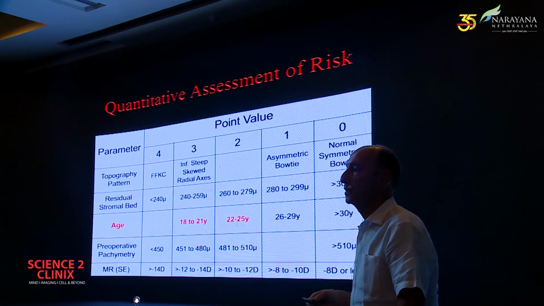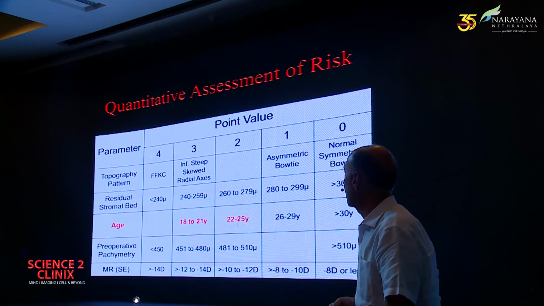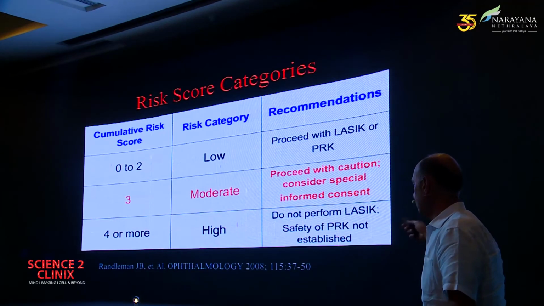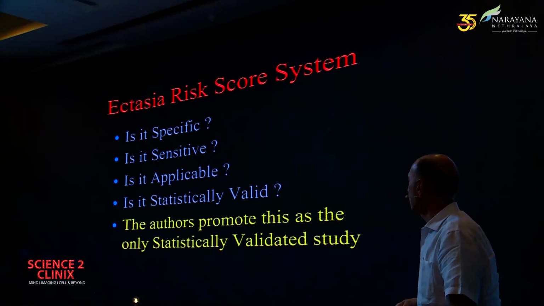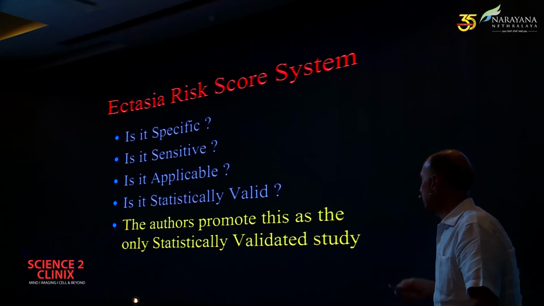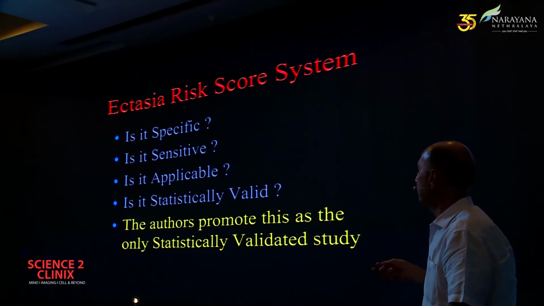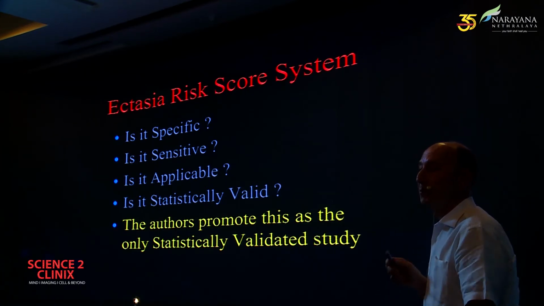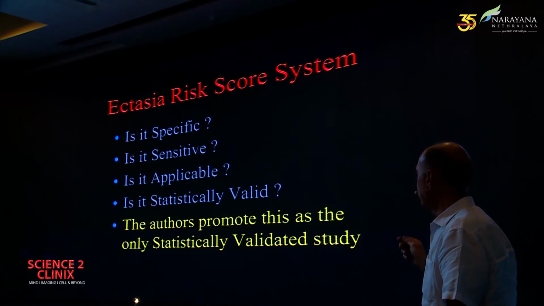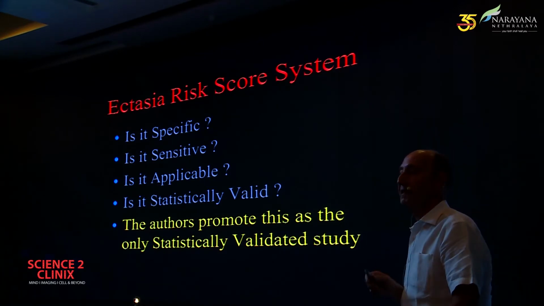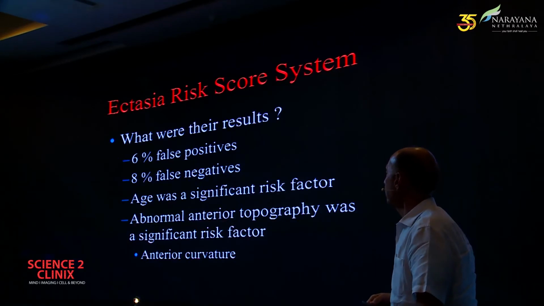This is the Randleman Stulting Ectasia Risk Score, and I won't go over it. They already went over this. But what were the results? Well, we want to know: is it specific, is it sensitive, is it applicable, and is it statistically valid? And the authors make a point repeatedly that this is the only, quote, statistically validated study. And what were their results?